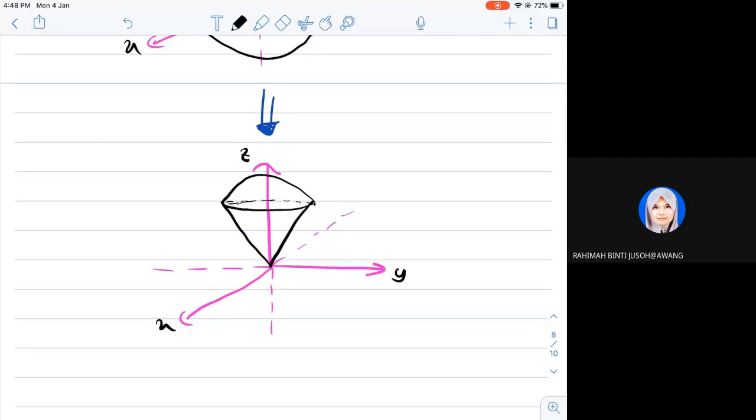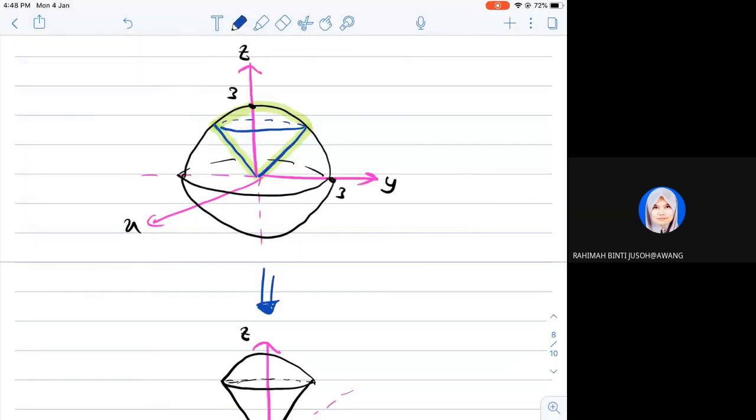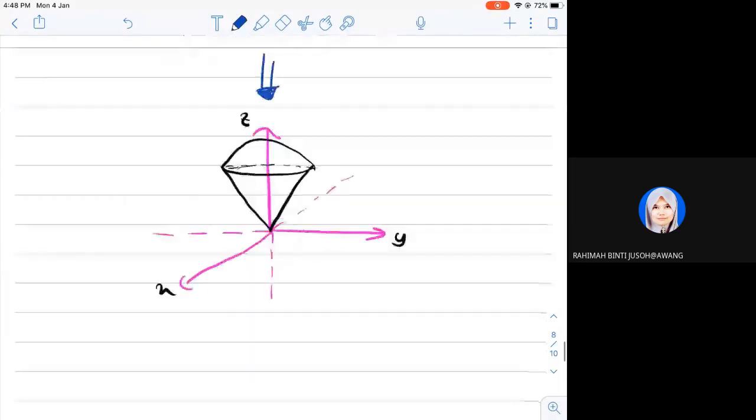Okay. So now, as we know, this is your phi, phi equals to pi over 4. Alright. Now, if you see from above, we can see the region R, isn't it? So region R is a complete circle, right? From above, you will get a circle shape. This is your region R, actually.